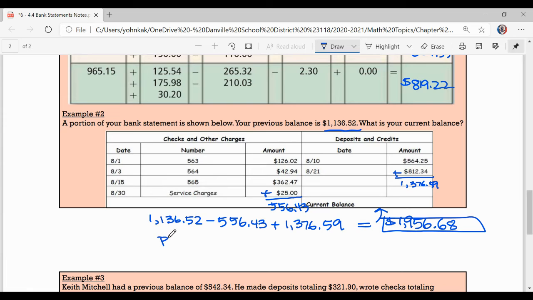So this was our checks. These were our deposits. And this is our current balance.